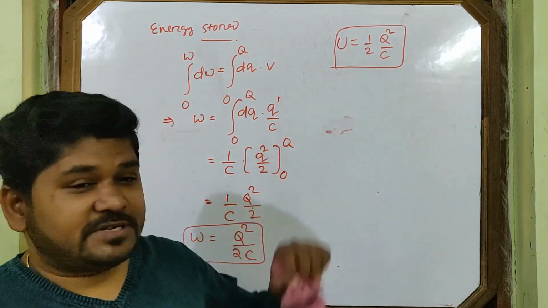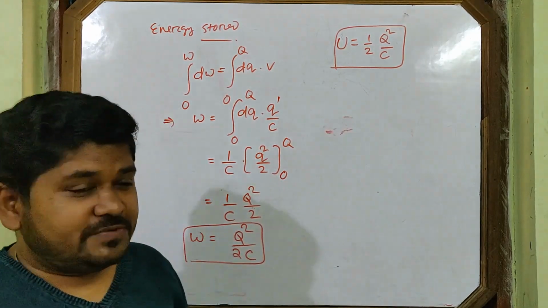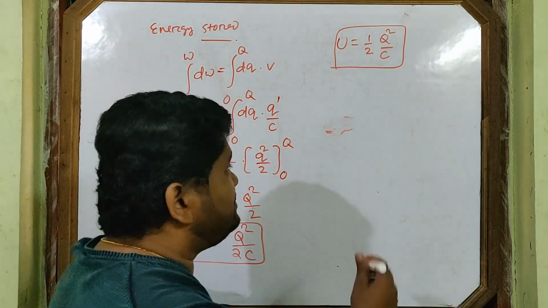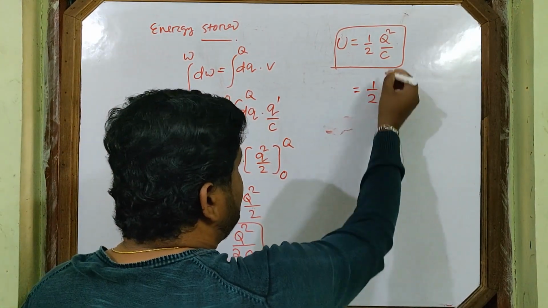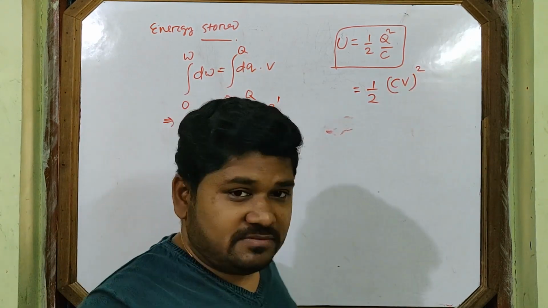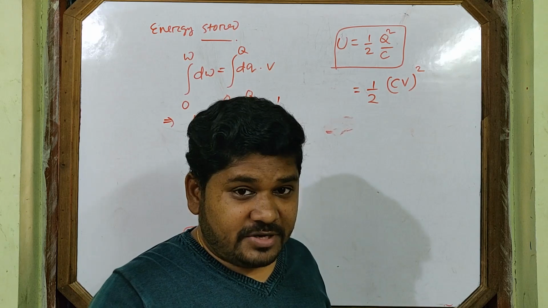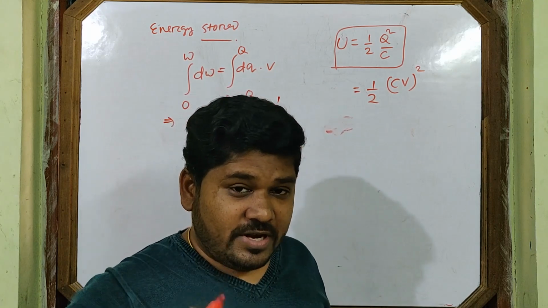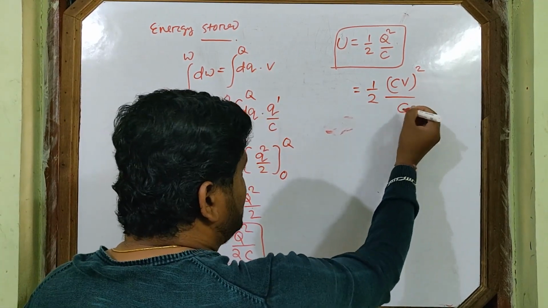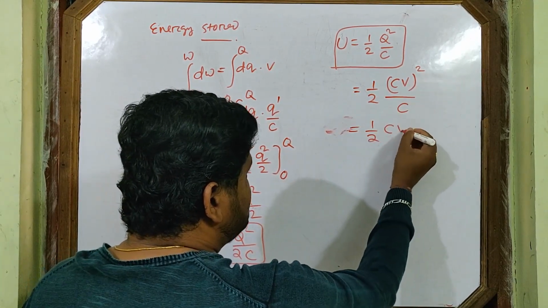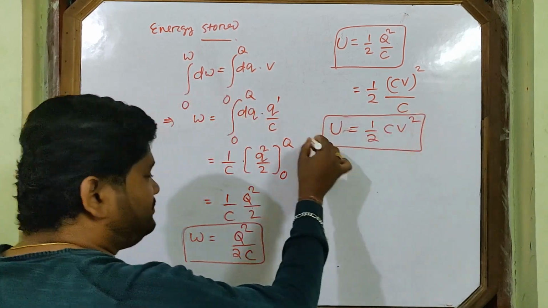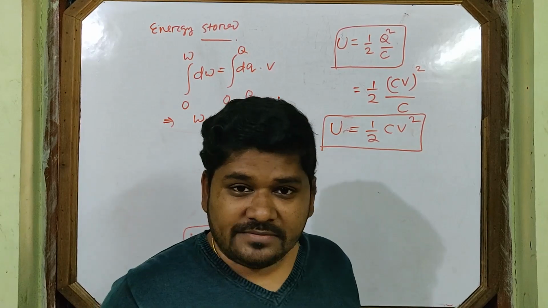But we can write this expression in different forms. I wrote it in the form of C and Q. I can also write it in the form of C and V. In place of Q you put CV. This V is the final potential after being charged, after when capital Q amount of charge is stored. So it becomes half CV square. This is also another formula. You can also use this formula.